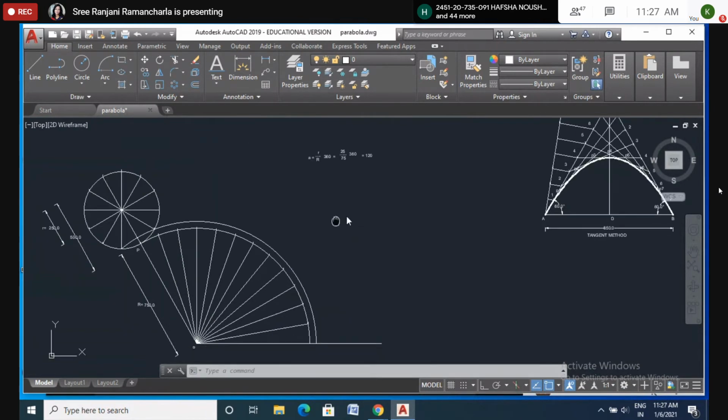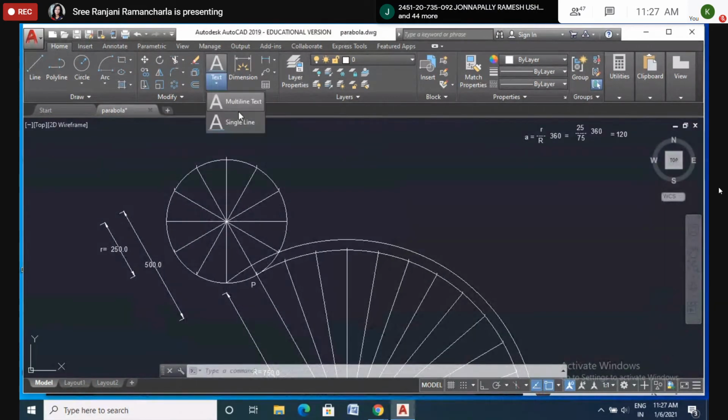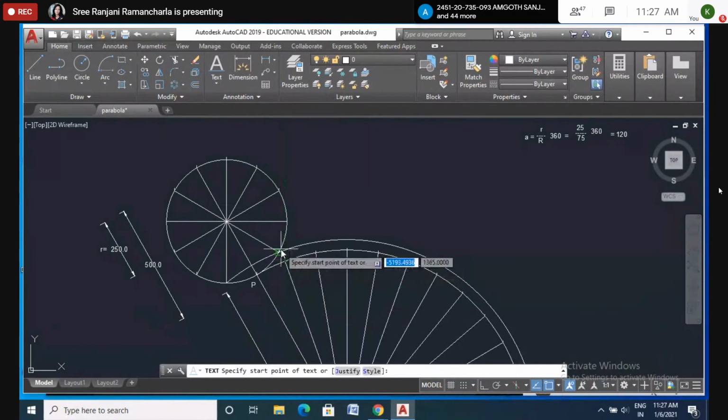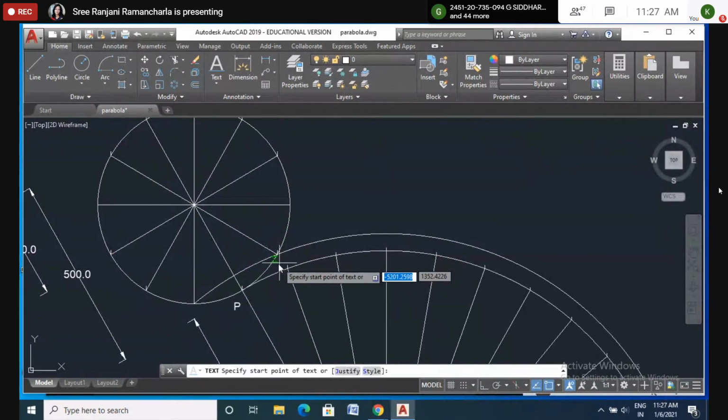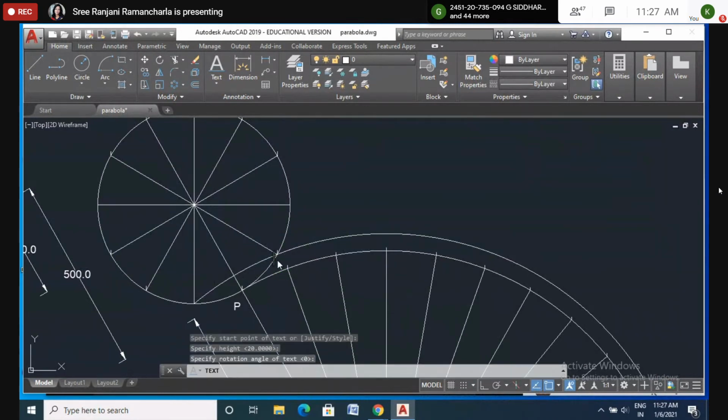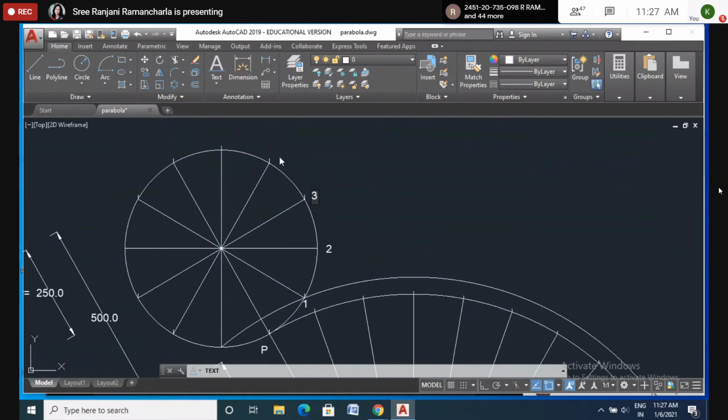So I will write the text here again. This I want to take as 1, 2, 3, 4, 5, 6, 7, 8, 9, 10, 11, and I told you this you can take as 12 also, or you can take P12 also. Doesn't matter. Now is it clear up to here, all of you?